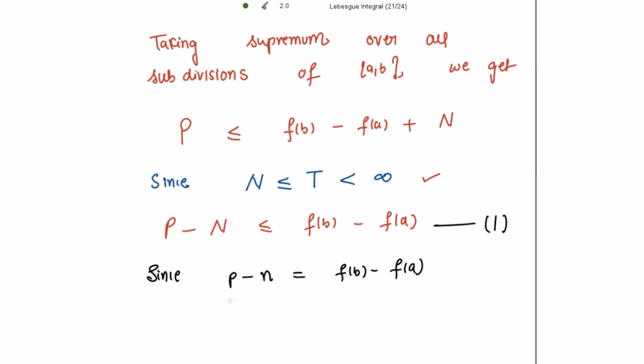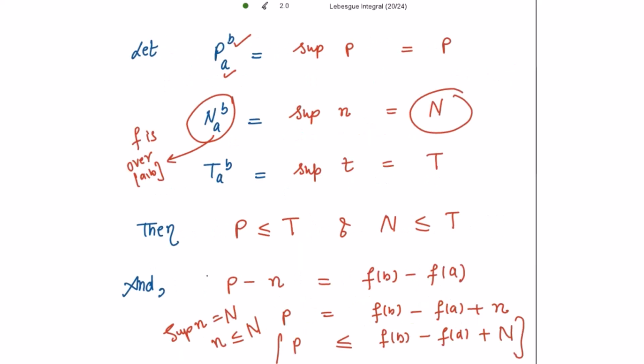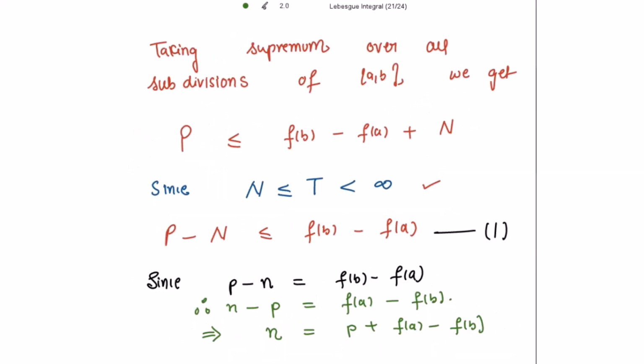We can also write this further as N minus P equal to f(a) minus f(b). So this further implies N is equal to P plus f(a) minus f(b), right? In the previous step, we took P to be on the left hand side, and in this step, this time, we are taking N to be on the left hand side.